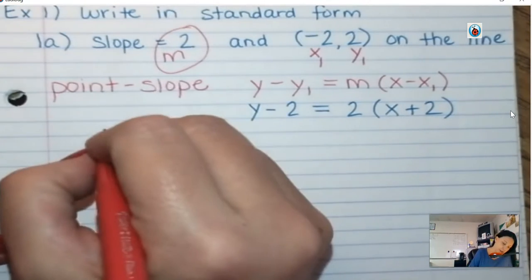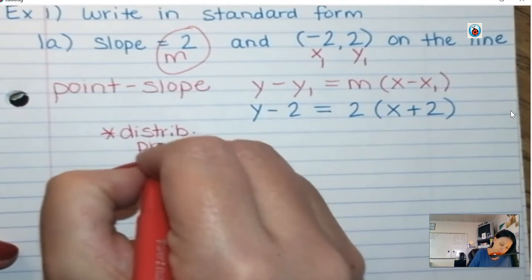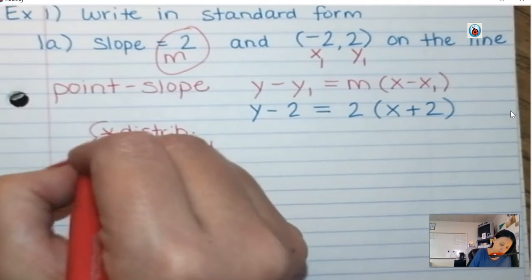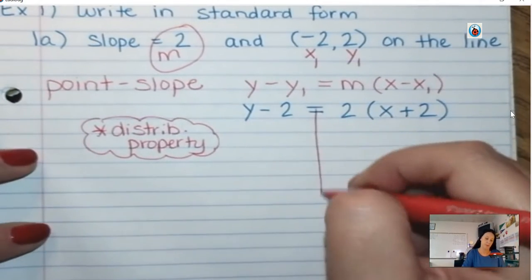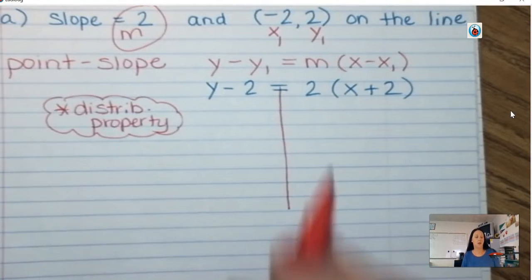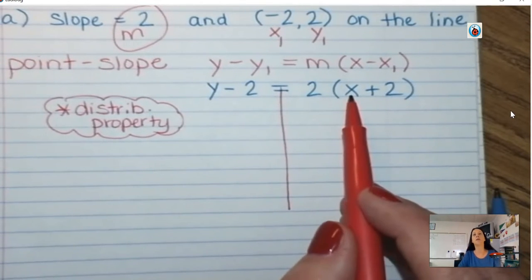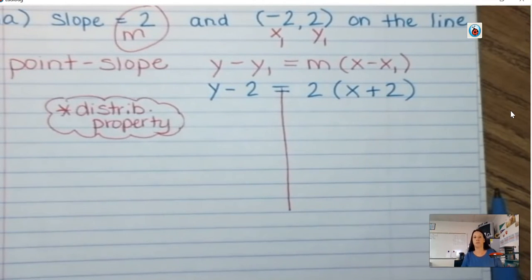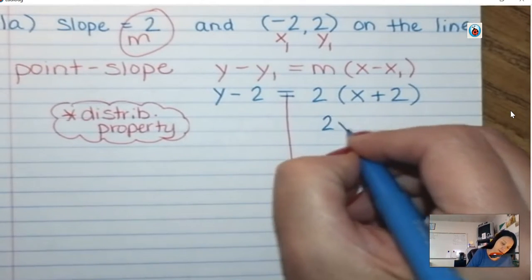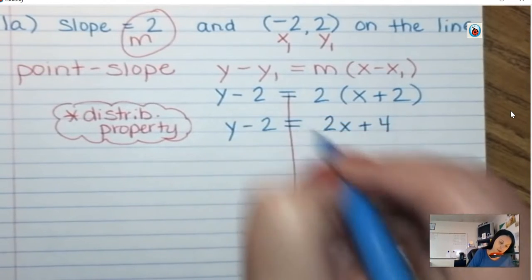So the first thing you're going to do is distributive property. So the 2 is touching the parentheses, so that means multiply. So distribute. Go ahead and do 2 times x, and then 2 times 2. 2 times x is 2x. 2 times 2 is 4. Okay, I'm going to bring down y minus 2 and the equal sign.